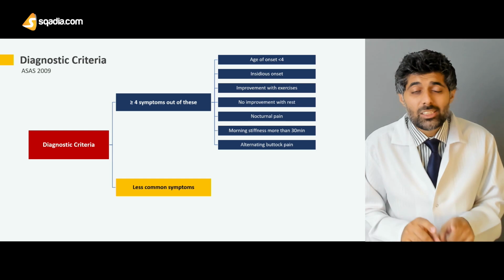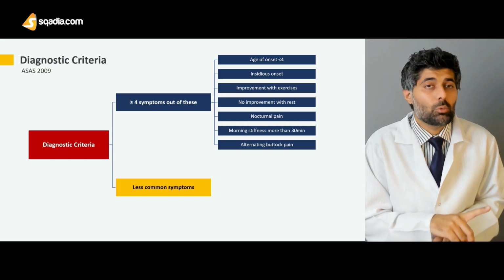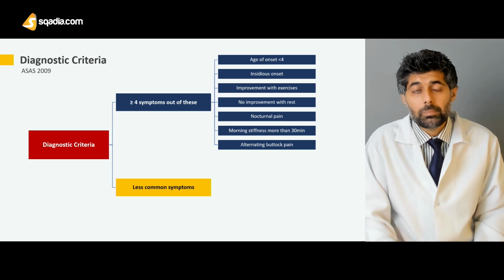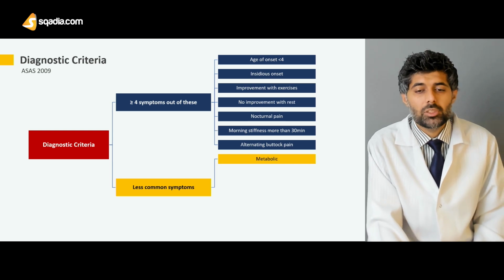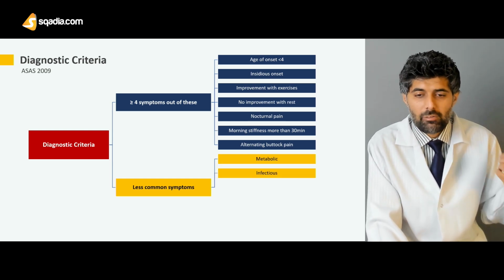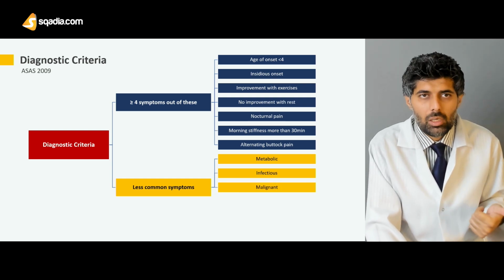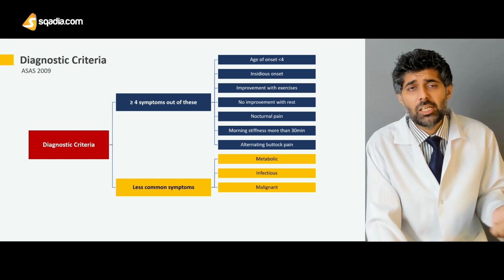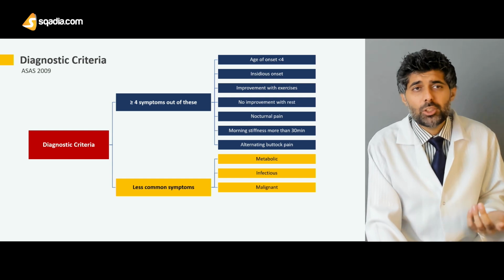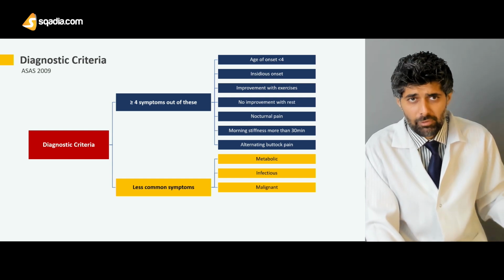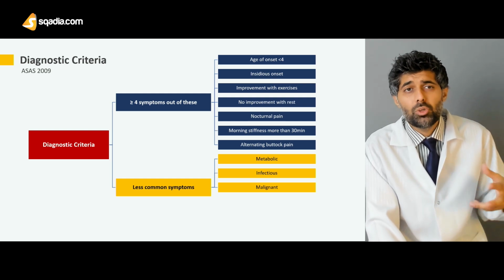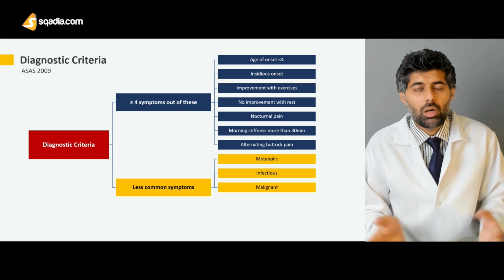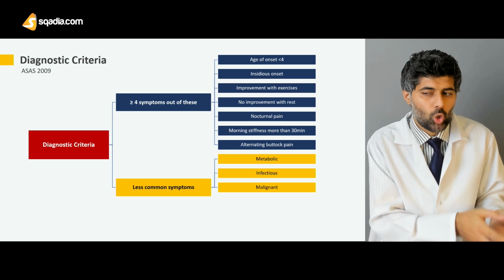There are some other less common causes that can be taken into consideration but are not considered part of the diagnostic criteria proper. Now, these less common causes are metabolic, infectious, or malignant. Metabolic can be due to any metabolic disease such as acidemia or alkalosis. Infectious can be due to any kind of infection like infectious spondylitis, or it can be malignant. That is, there's some kind of sarcoma taking place in the vertebral column.